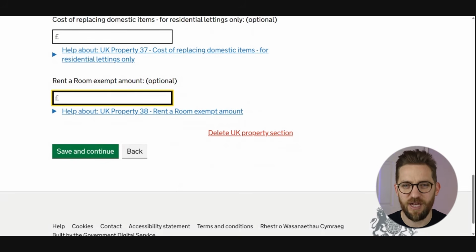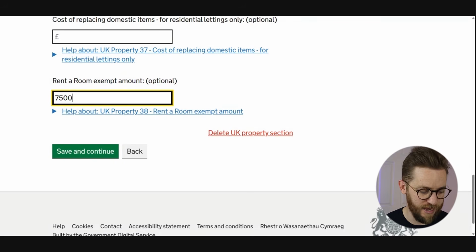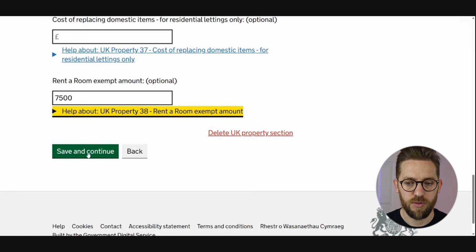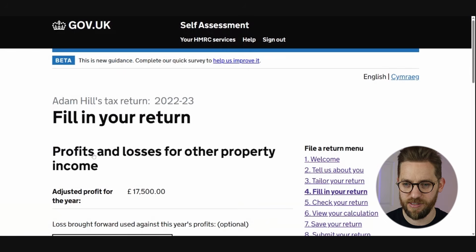So what I'm saying is I've got 30 grand of income. Now that might be 20 grand from my standard property let, it might be 10 grand from my rent a room. So I'm going to claim the full 7,500, and what would happen is the excess, that 2,500, would then be taxable. But I'll get 7,500 tax-free, so really generous allowance.